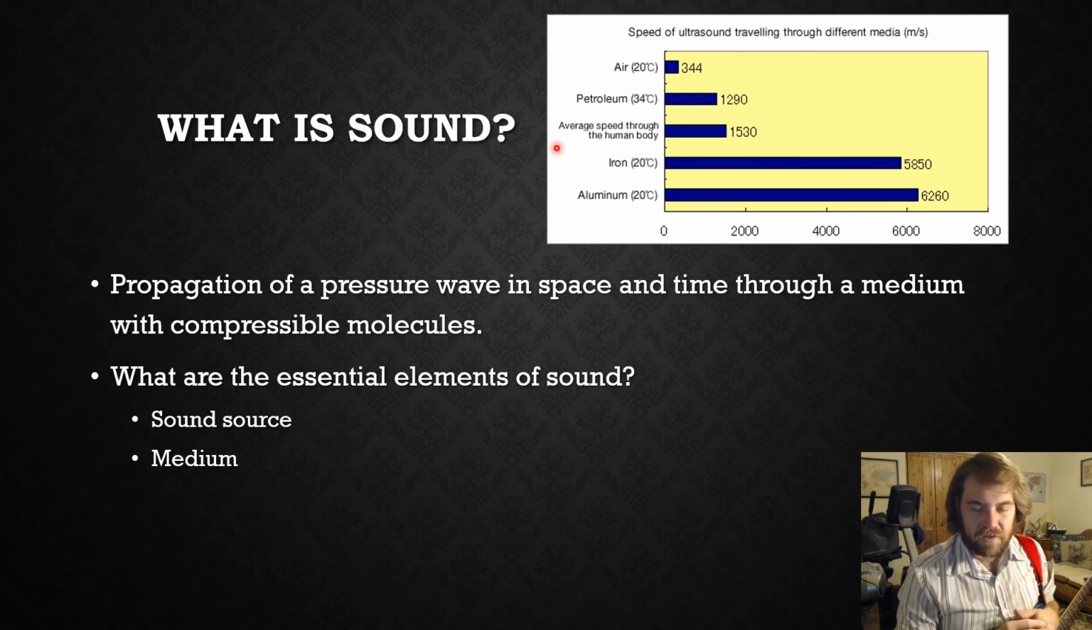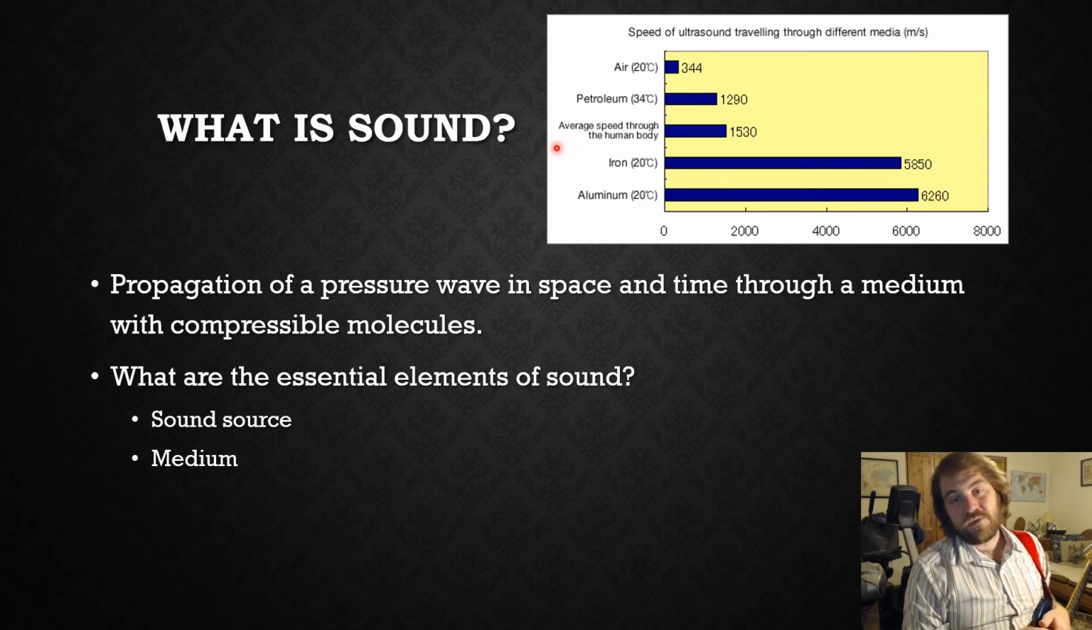But we will eventually. But anyway, these are all different types of media that sound can travel through. Air, liquid, and solid.